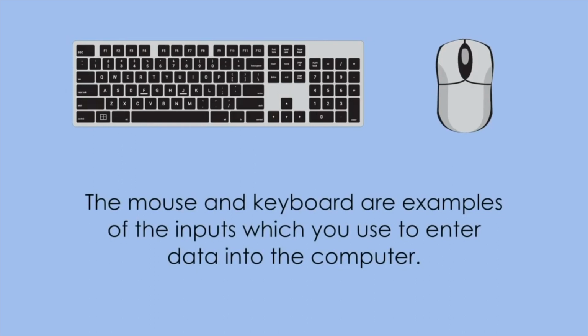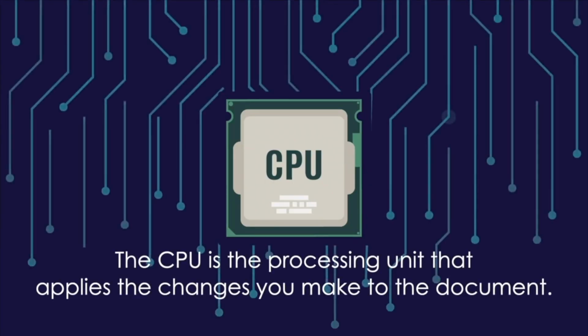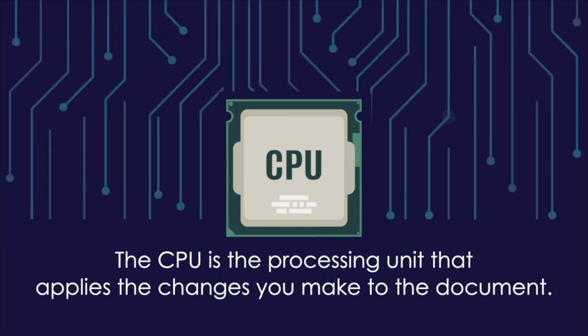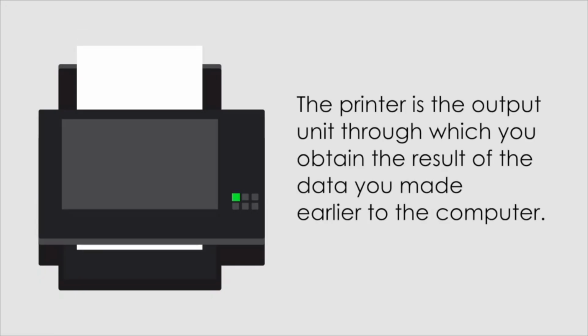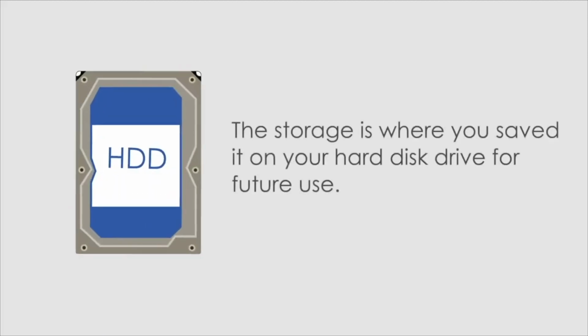Here, the mouse and keyboard are examples of the inputs which you use to enter data into the computer. The CPU is the processing unit that applies the changes you make to the document, and the printer is the output unit through which you obtain the result of the data you made earlier to the computer. And the storage is where you save it on your hard disk drive for future use.